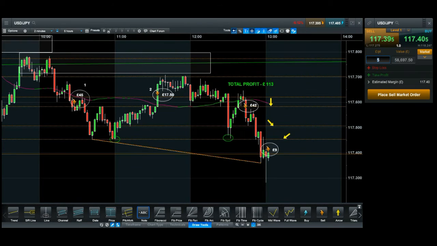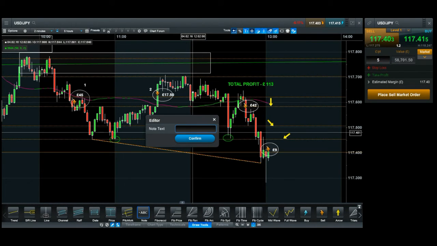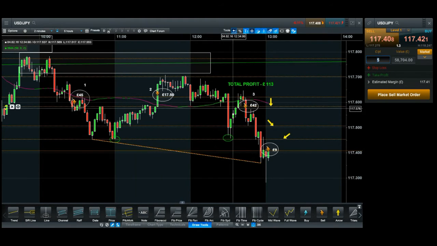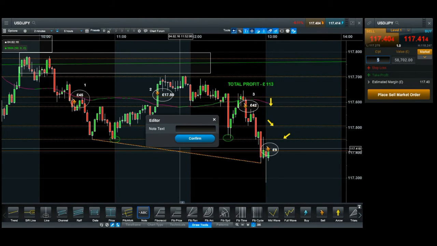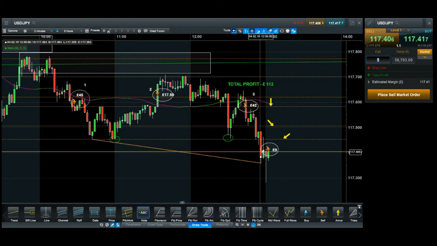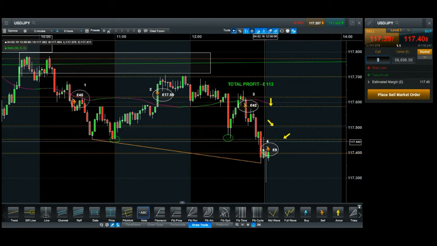So that was the second trade, and this the third trade, and now that one there is the fourth trade. I'm coming up to the last trade for this live trading recording.